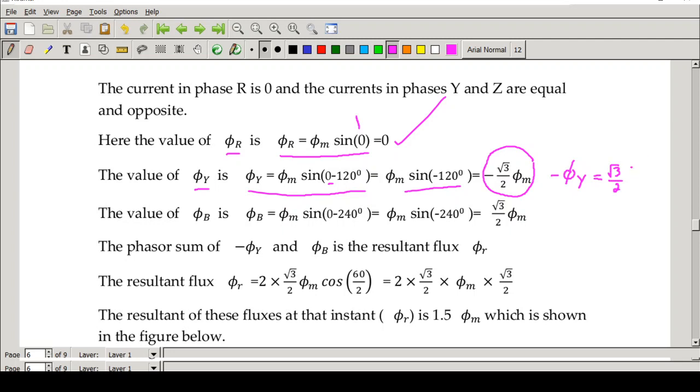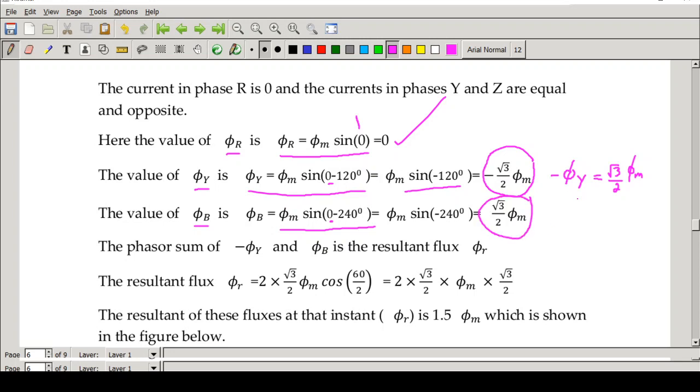Next we will see the value of the flux in the blue phase. What is the flux phi b in the blue phase? Phi b is equal to phi m sine (0 minus 240). From where did you get the 0? Because it corresponds to the first point, omega t equal to 0. And I get it as root 3 by 2 phi m.